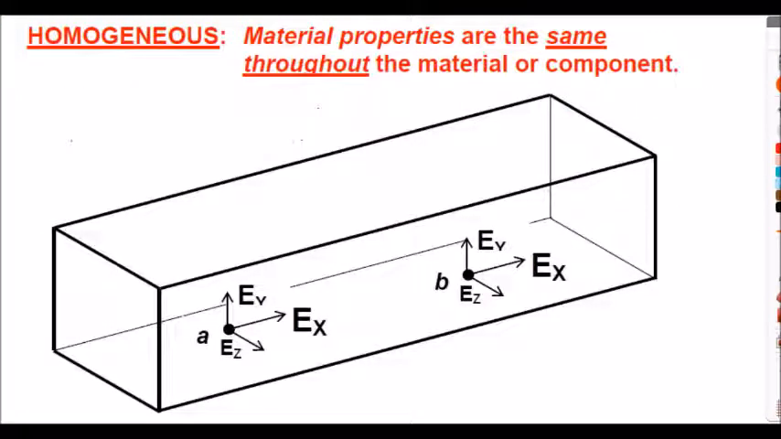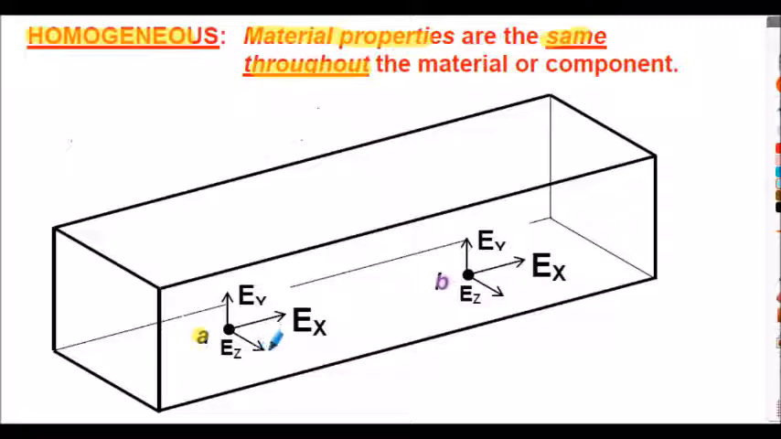If we consider homogeneous materials first, these are material properties that are the same throughout the component. Imagine this is a piece of bar, and I've got two locations in the component, one called A and one called B, two different positions in the bar. I'm just using elastic modulus here as an illustration, but this relates to all elastic constants, whether we're talking about Poisson's ratio or rigidity modulus.